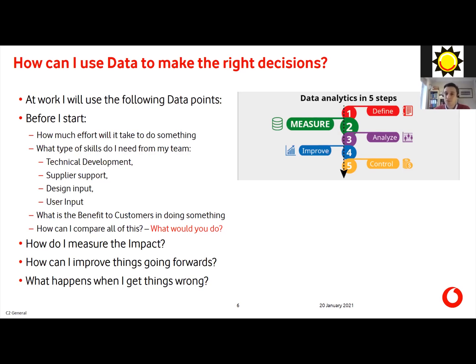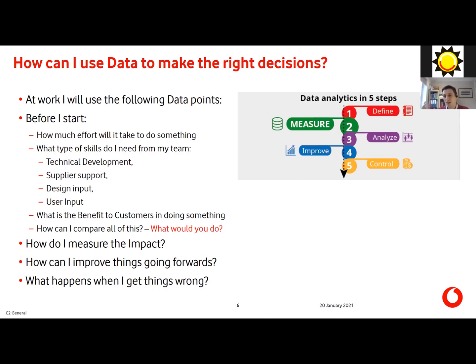And then what type of skills do I need from within my own team? So do I need technical development skills? Do I need a supplier or a vendor or the proprietor of the software to help me out? Do I need some design input to understand how it's going to stitch together? And do I need some user input from my sales team to understand what they want to see and how they want to use it? And then what's the benefit of that to our customers in doing something? You know, what actually does that result for our end customers?